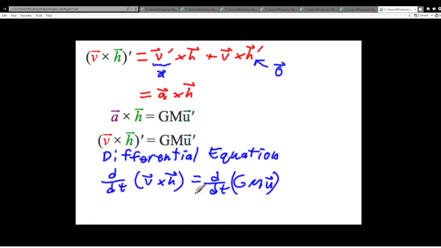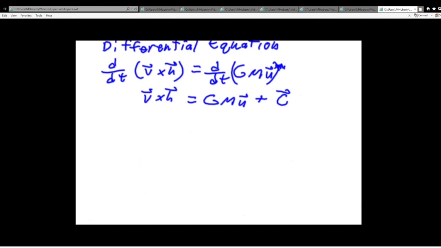And so, hey, if these two derivatives are equal, then of course that means v cross h must be the same except they're off by a constant, right? You're taking the antiderivative of both sides, really. So this is equal to GM u. Sorry, this one up here was supposed to be u prime. Oh, no, it wasn't. Derivative. And then plus we have to have a constant of integration, right, for solving a differential equation. So where does that lead us? Well, that gets us into this picture.